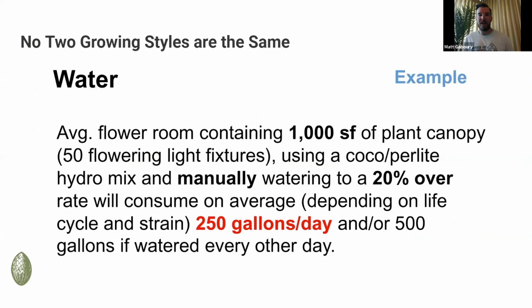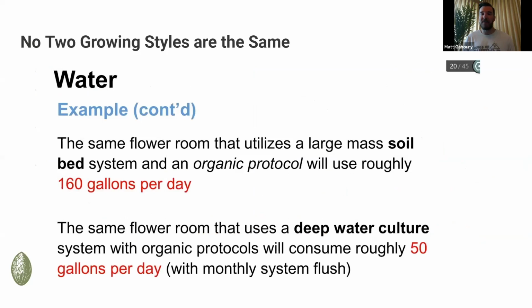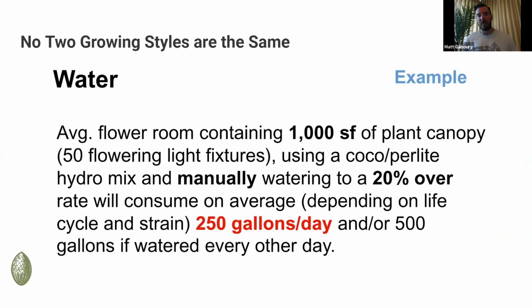So in that first example, we're saying that in all three instances, this is 1,000 square feet of plant canopy. And in the hydroponic mix, we're using a coco perlite, and then we're doing that 20% conventional overwatering. So that uses roughly about 250 gallons a day or 500 gallons of water. Obviously, to the growers out there, this is strain dependent as well as dependent on the stage of the life cycle, but these are average numbers that we see.